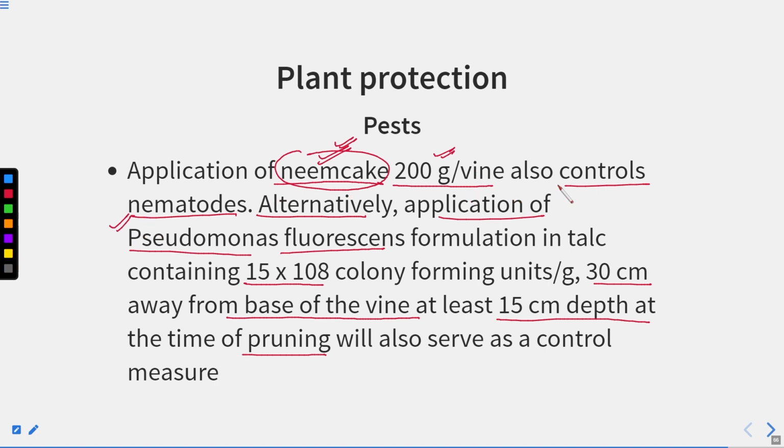Or alternatively, you can apply Pseudomonas fluorescens. This is one of the bacteria. Pseudomonas fluorescens formulation in talc containing 15 into 10^8 colony forming units per gram, 30 centimeter away from the base of the vine, at least 15 centimeter depth, means this is applied in the soil. So that also serves to control these nematodes.